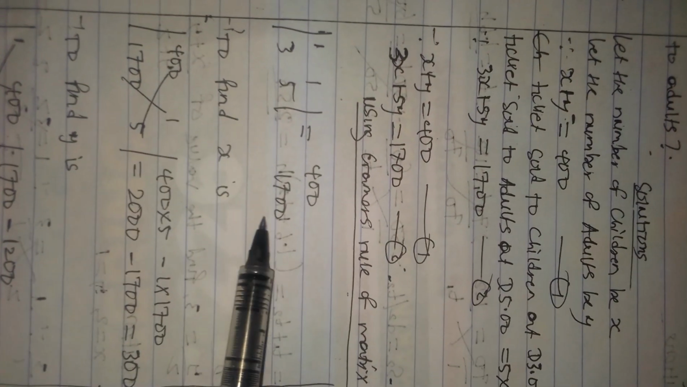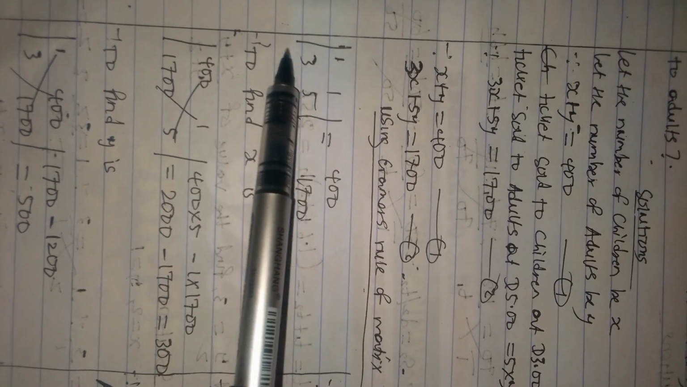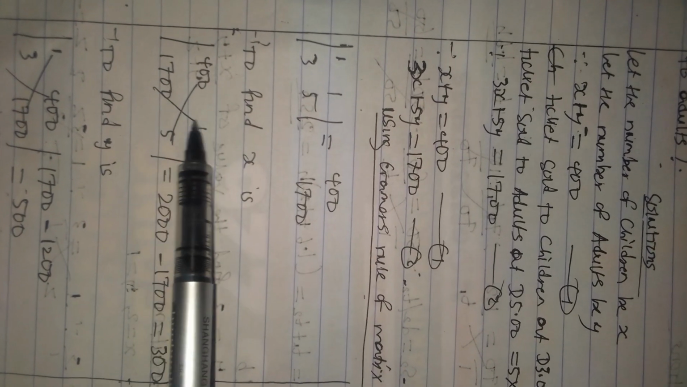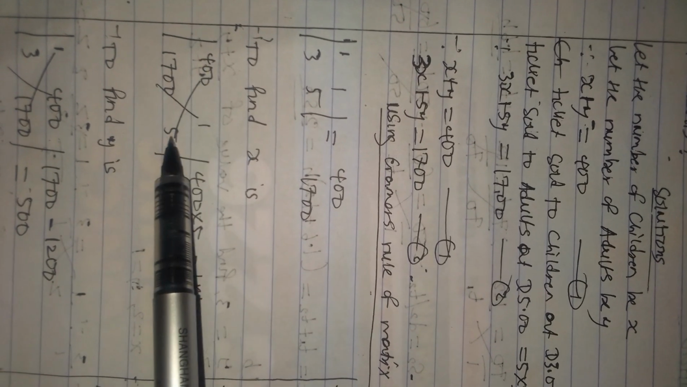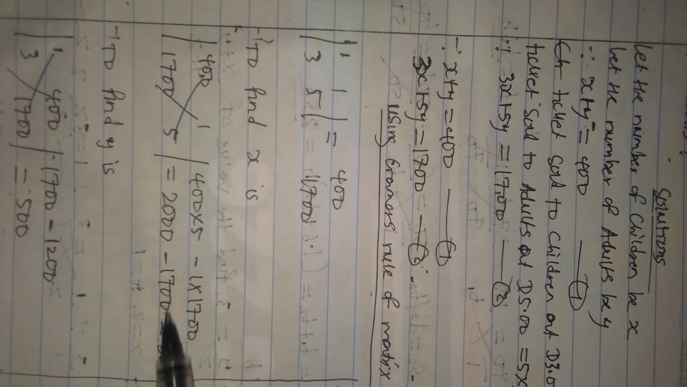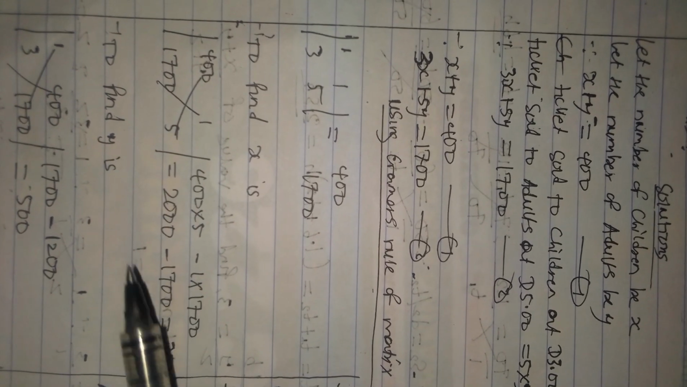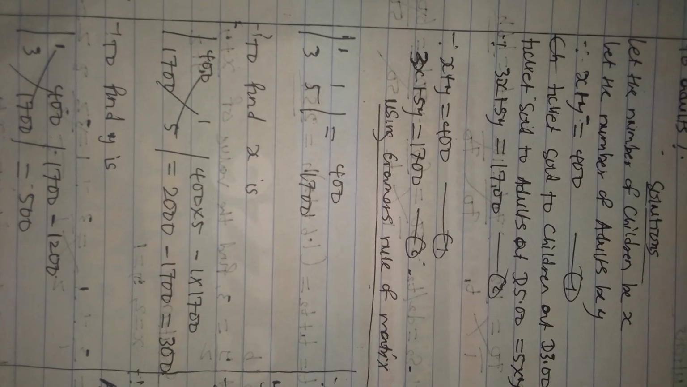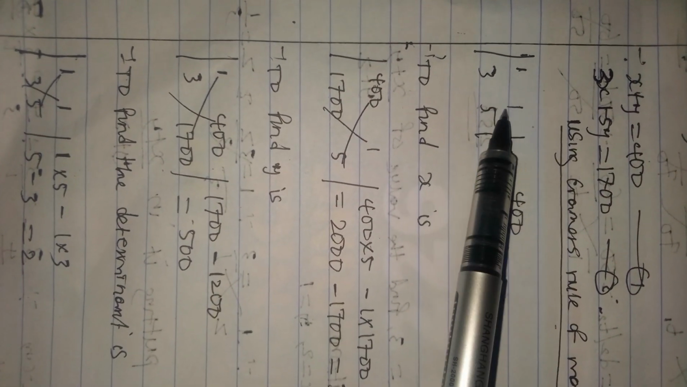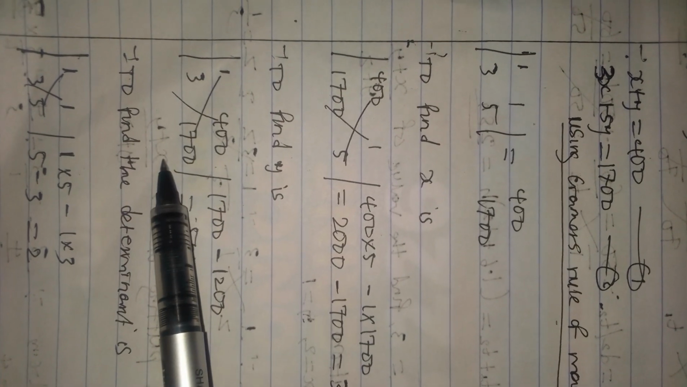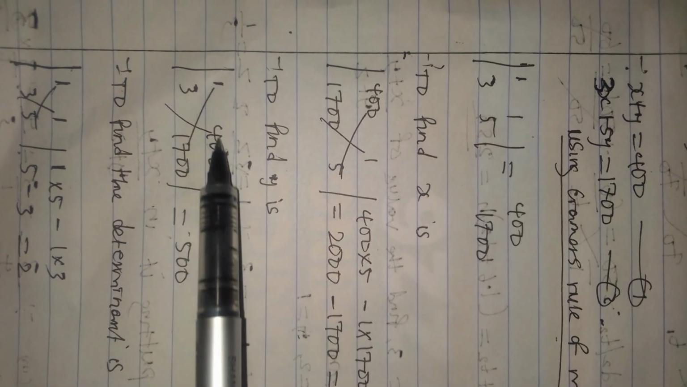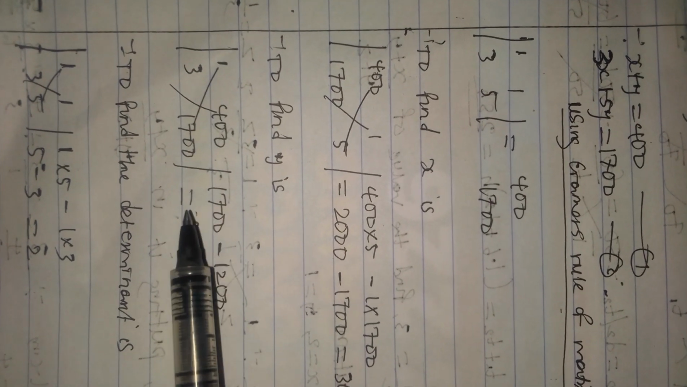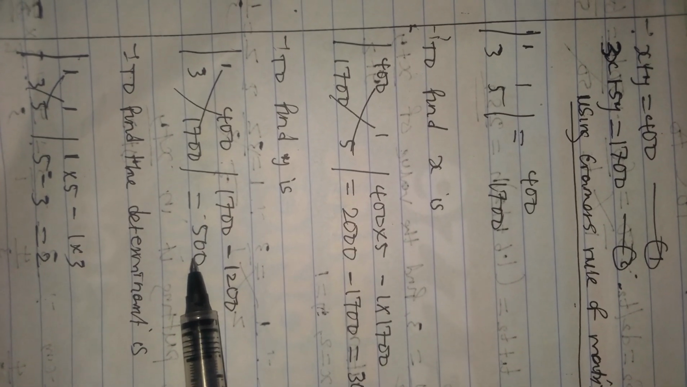To find x, put the constants in the x column: 400, 1,700, then 1, 5. This minus this: 400 times 5 minus 1 times 1,700, which is 2,000 minus 1,700, giving 300. To find y, put the constants in the y column: 1, 3, 400, 1,700. So 1 times 1,700 is 1,700, minus 3 times 400, which is 1,200. This gives 500.